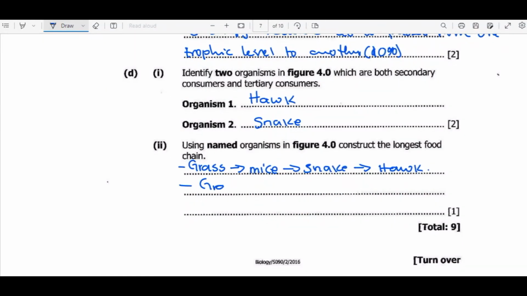So if we want, we can say grass, grasshopper, then snake, hawk.